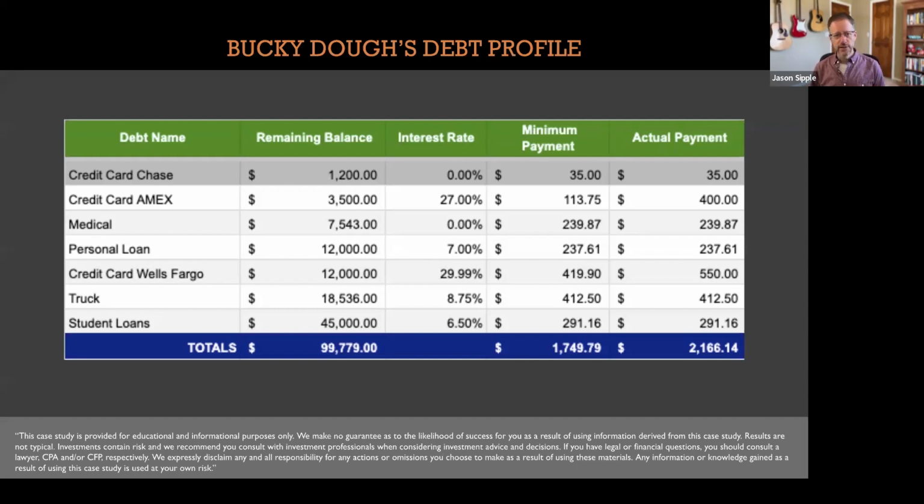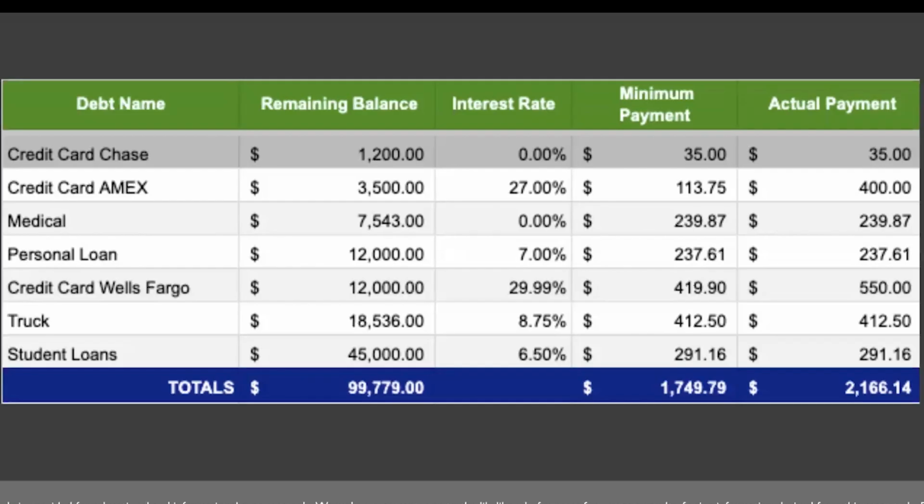For me, it's spreadsheets. But in this case, I had a client we worked with, and they had a number of different debts. There's a Chase credit card. They had a balance of $1,200 on that. It was a 0% introductory card, so they're making the minimum payments of $35 a month. They also had an American Express card with $3,500 of balance, and this one had a 27% interest rate. Their minimum payment on that was $113, but they were overpaying it and putting about $400 a month into that card. They had some unfortunate situations happen in the previous months, and they racked up some medical bills.